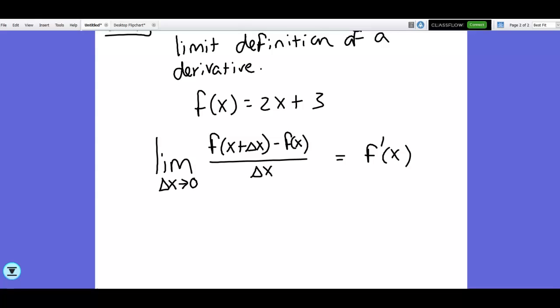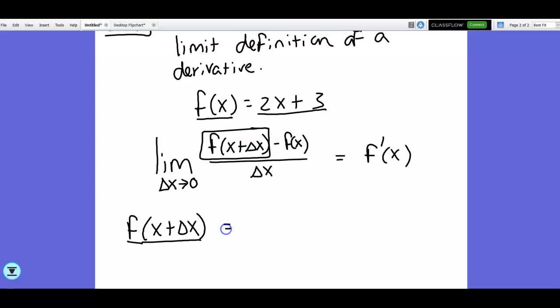Now, here's how I like to start these problems off. I like to start off by finding this first. So let's do that. What is f of x plus delta x? Well, what this means is I'm going to take my function f of x, and I'm going to plug x plus delta x into it instead of just x. So my function is 2x plus 3.